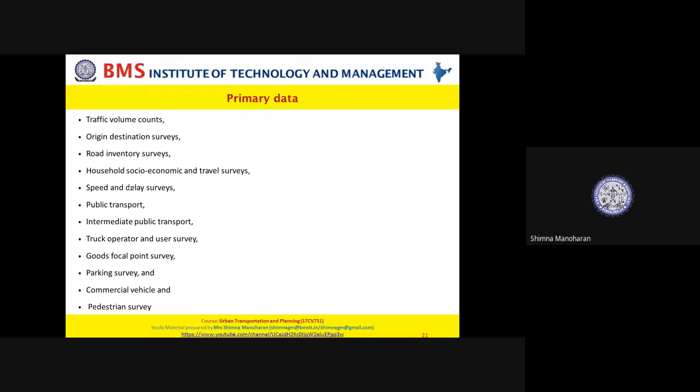Then the public transport survey, then any other intermediate public transport, then the truck operator and user survey, goods focal point survey, then parking survey, commercial vehicle survey, and pedestrian survey. Next class we will see in detail how these surveys are conducted. So these are the primary data that has to be collected.